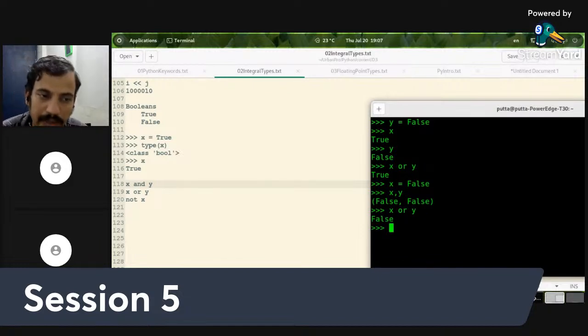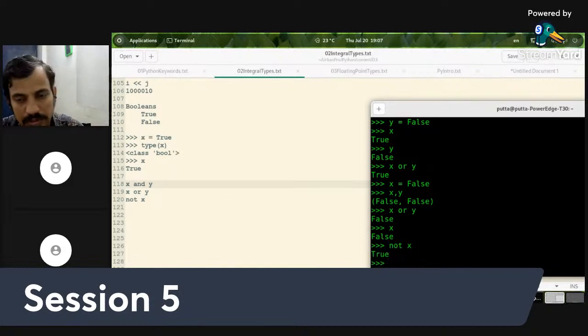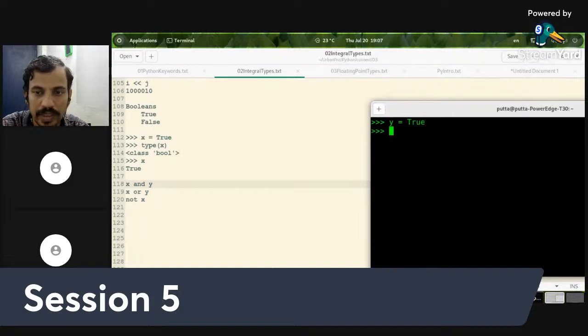We don't have any logical XOR or shift operations. We have only logical AND, logical OR, and logical NOT. So if x is false, NOT of x would be true. If y is equal to true, NOT of y will be false. These things are pretty much used when we write conditional statements later.